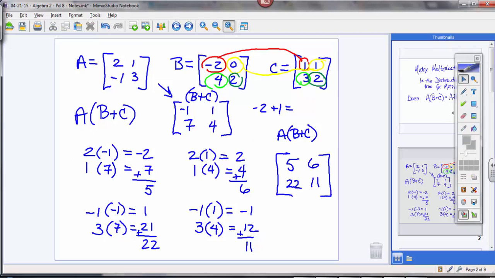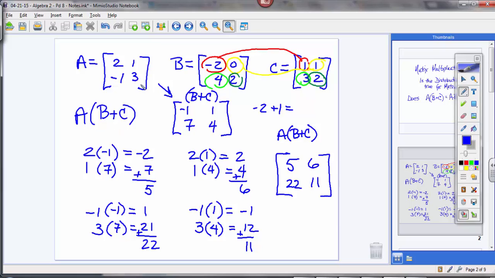2 times negative 1 is negative 2. 1 times 7 is 7. Negative 2 plus 7 is 5. We've stepped over to the next column in matrix B plus C. 2 times 1 and 1 times 4. We get 2 plus 4, add those together and we get 6.